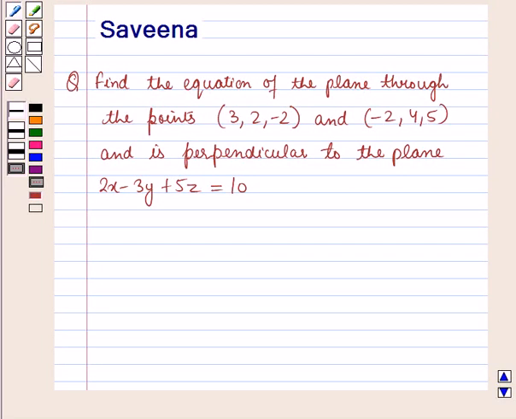In this session, we will discuss a question which says: find the equation of the plane through the points (3, 2, -2) and (-2, 4, 5) and is perpendicular to the plane 2x - 3y + 5z = 10. Before starting the solution of this question, we should know some results.